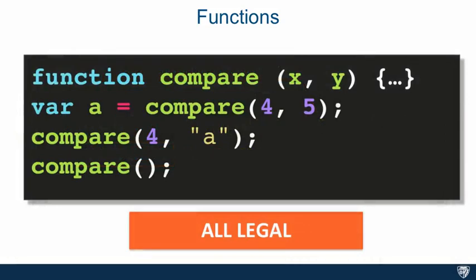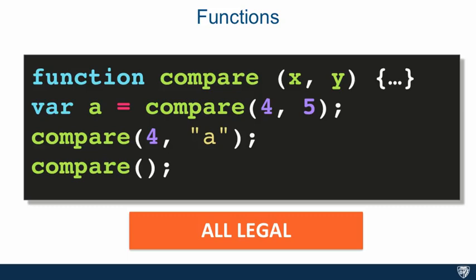Now, the way you pass the arguments to the JavaScript function is also kind of unique. So in the first line of this example here, we have the function compare that we saw in the previous slide, and it's defined here with arguments x and y. In the second line, we're executing or invoking the function compare and passing to it two arguments, 4 and 5. Now, the result of the execution of that function is then stored in the variable a. On the third line, you notice that we're still executing the compare function, but we're not storing the result anywhere.